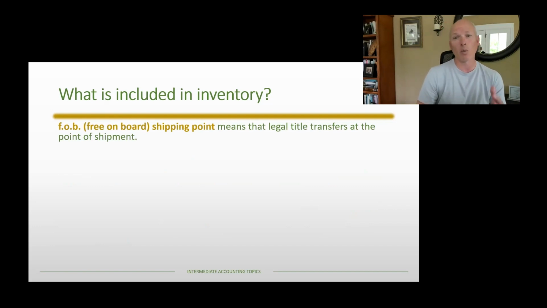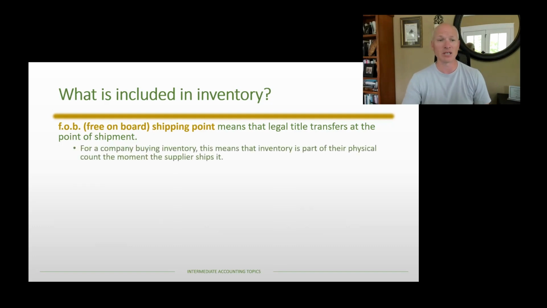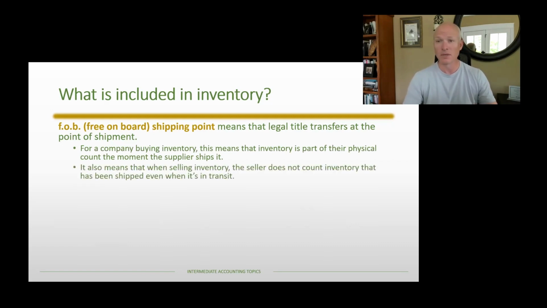So let's take Walmart buying Coca-Cola from some bottler or distributor. In that case, if it's FOB shipping point, as soon as it goes on the truck at the bottler's facility, it becomes Walmart's inventory. What does that mean? It means that the buyer, Walmart in this case, would need to count those items as part of their physical count. And then Coca-Cola, the seller, would not include those items because, of course, it belonged to Walmart on that truck.